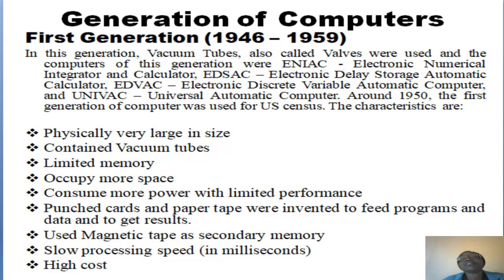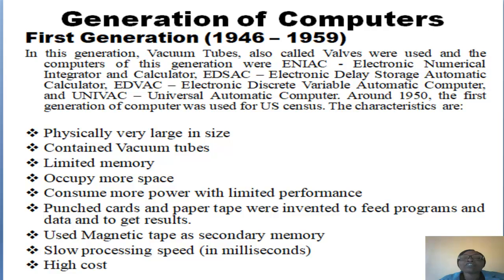Now let's quickly look at the generations of computers. This generation of computers is divided into 5 generations, 5 stages. We have the first generation, the second, the third, the fourth, and the fifth generation. So we are going to start with the first generation, which ran from 1946 to 1959. In this generation, vacuum tubes were used. We also call them valves.